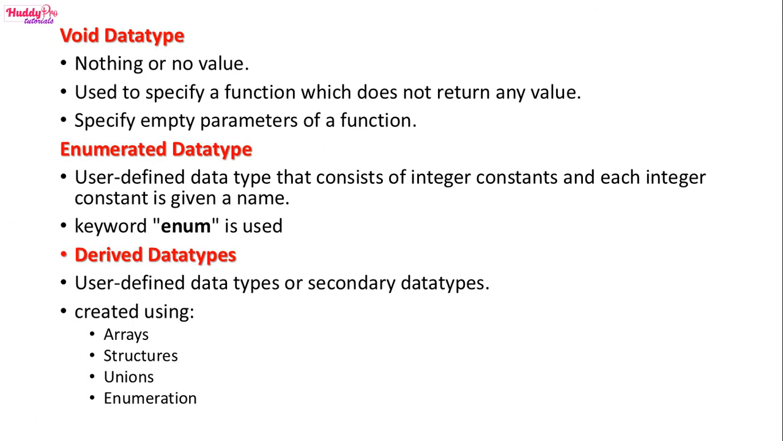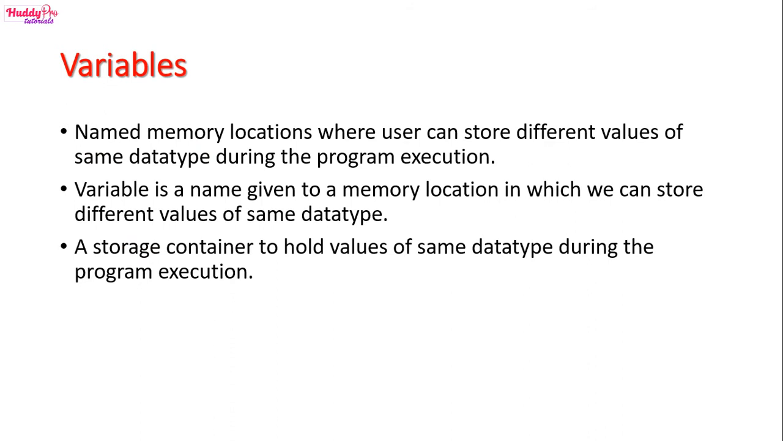We have derived data types. The derived data types are user-defined data types, or we call them the secondary data types. In C programming language, the derived data types are created using the following concepts. So we can use the concept of arrays, structures, unions, enumeration to create the derived data types. So it's the user to define them, and that's why they are called the user-defined data types or the secondary data types. Let's talk about variables.